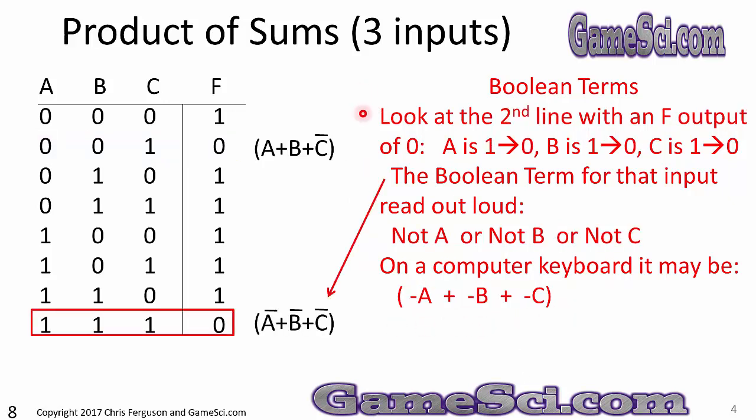Boolean terms. Look at the second line with an F output of 0. A is 1, flip it to 0. B is 1, flip it to 0. C is 1, flip it to 0. The Boolean term for that input read out loud: not A or not B or not C. On a computer keyboard, it may be typed like so.